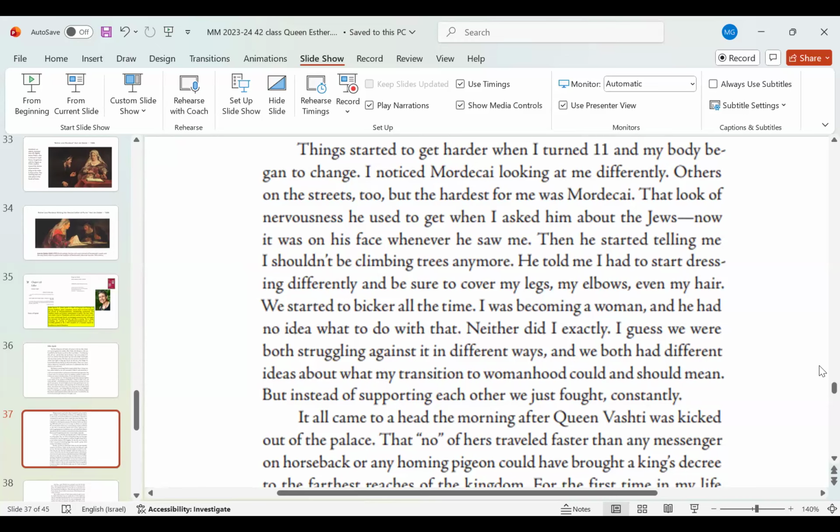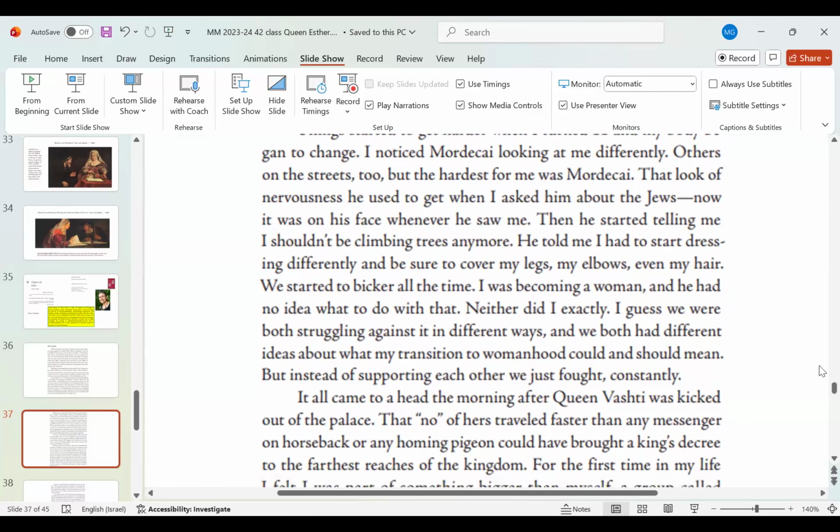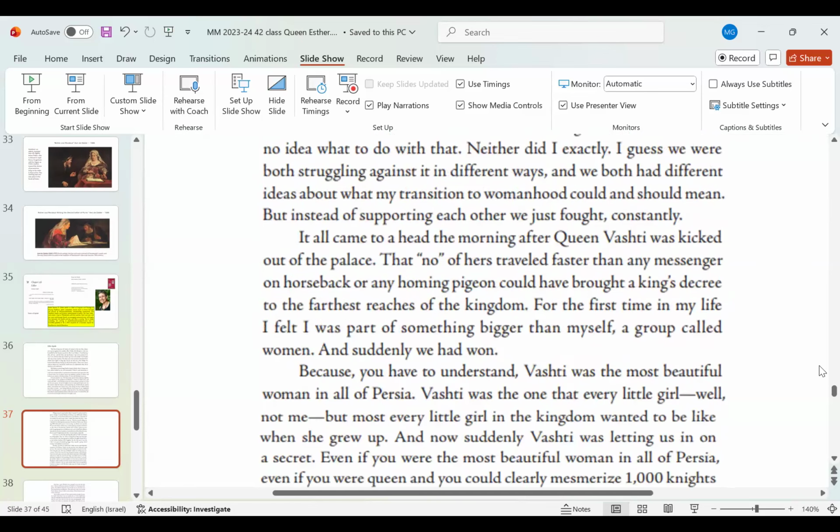Then he started telling me I shouldn't be climbing trees anymore. He told me I had to start dressing differently and be sure to cover my legs, my elbows, even my hair. We started to bicker all the time. I was becoming a woman, and he had no idea what to do with that. Neither did I exactly. I guess we were both struggling against it in different ways, and we both had different ideas about what my transition to womanhood could and should mean. But instead of supporting each other, we just fought constantly.